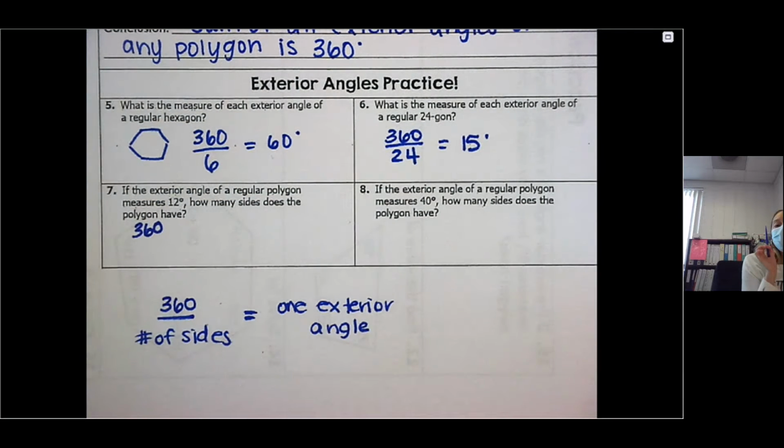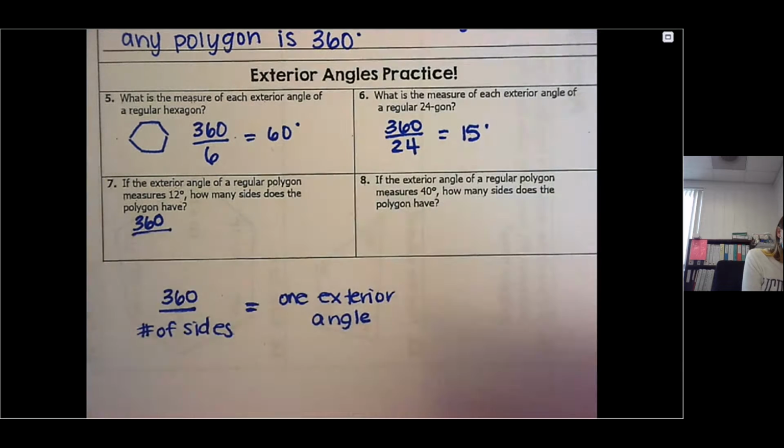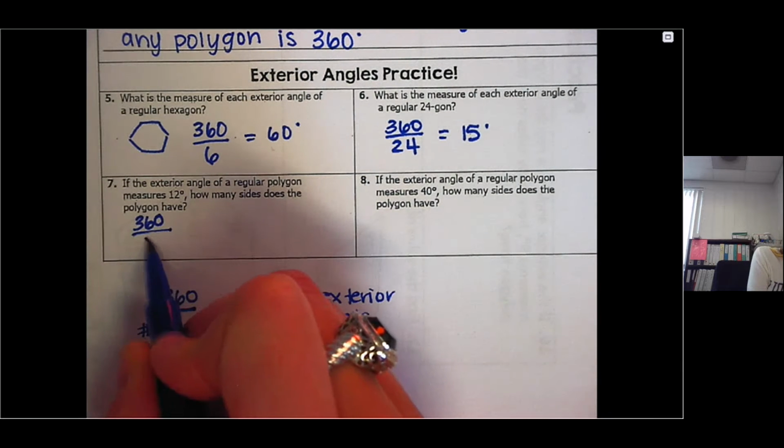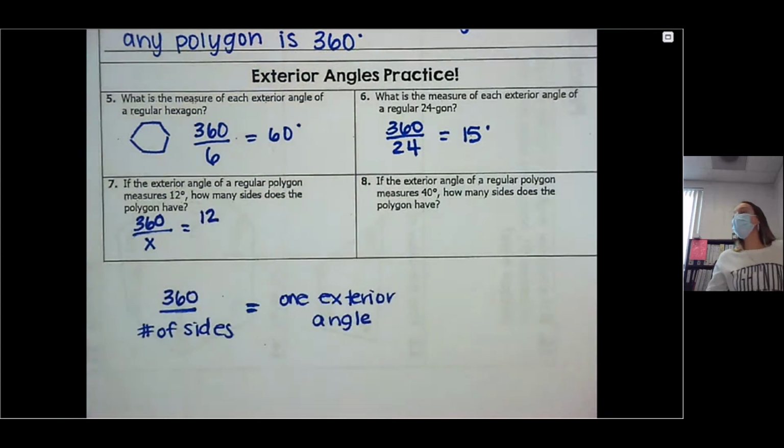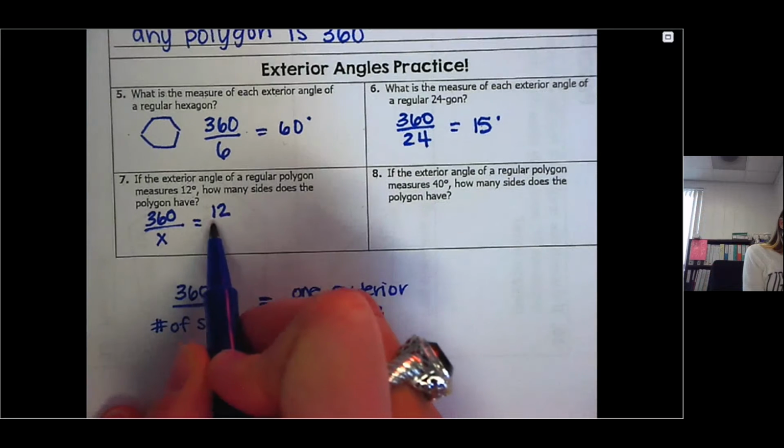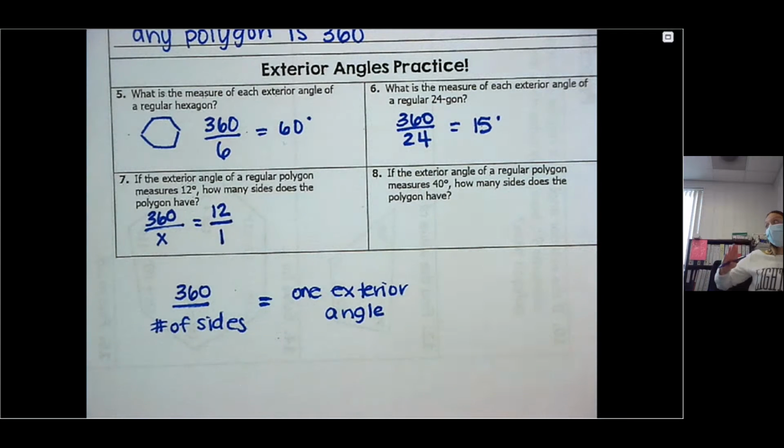I was just trying to get you into the groove of doing it this way because once it gets a little harder, it's going to be great to know how to set it up the right way. So 360 divided by how many sides are there? We don't know, so I'm going to put an N or an X or whatever you want, equals 12 degrees. We are going to do what Andrea said, which is just 360 divided by 12. But this is me setting it up as a proportion for you, which you know how to do when you cross multiply.